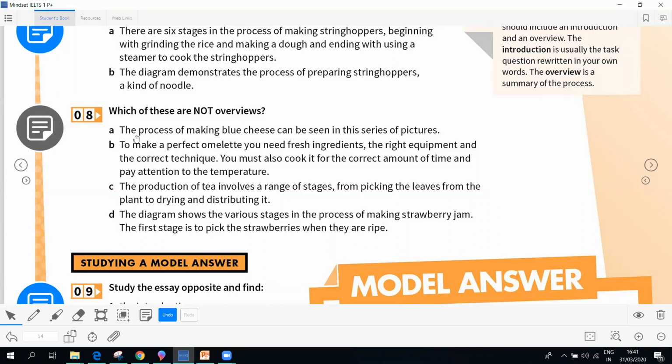Now, there are 3 more options, A, B, and C, for you to read. Find out which of the 3 options is not an overview.